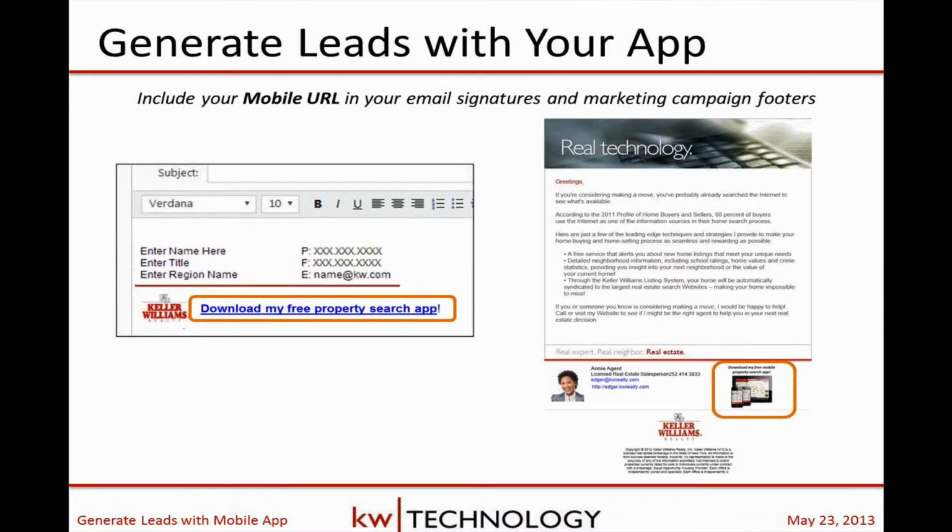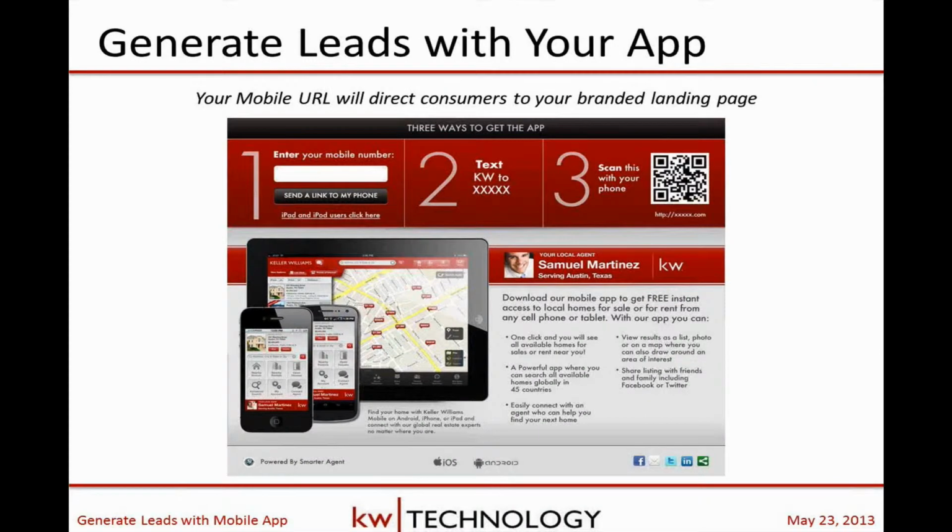This is what that landing page will look like. So again, your mobile URL is actually going to point to a page that looks like this, which is branded to you. And then from here, consumers can request the link sent to their phone by entering their phone number, by sending a text, or to scan that QR code. So those are ways to use that mobile URL as a way to generate leads.